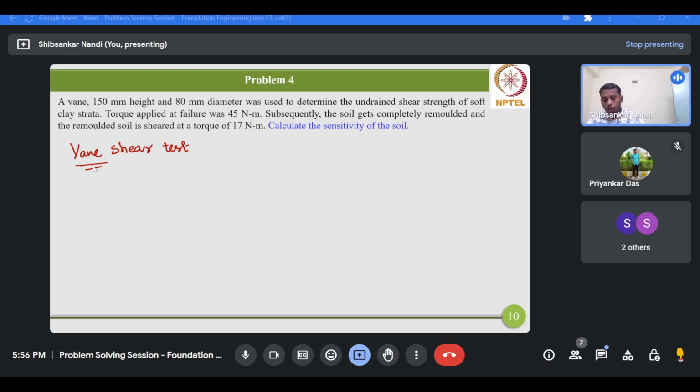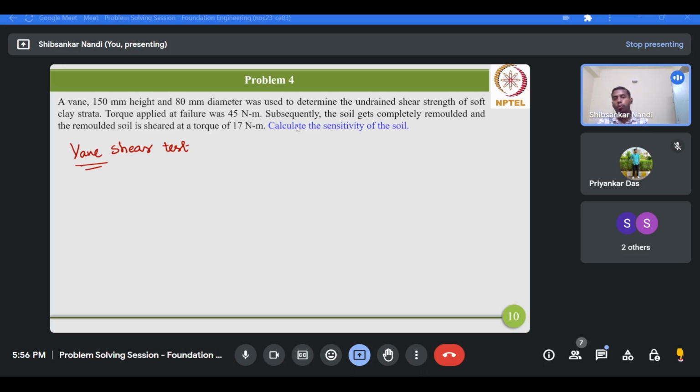Okay, so we'll go further about the procedure by which we can determine the shear strength properties of this kind of clay, soft to medium stiff clay, by using vane shear. Now coming to the given data, the dimension of this vane is 150 mm height and 80 mm diameter. Next, torque applied at failure was 45 Newton meter. Subsequently, the soil gets completely remolded and the remolded soil is sheared at a torque of 17 Newton meter. Calculate the sensitivity of the soil.